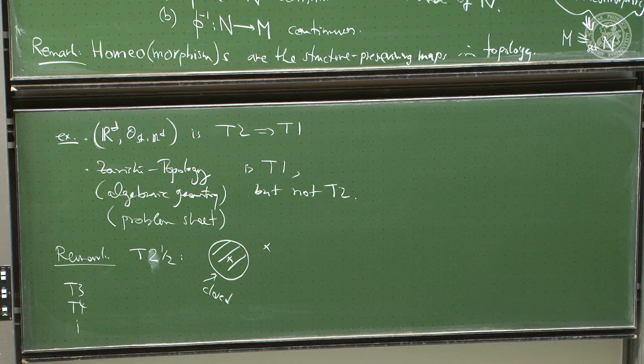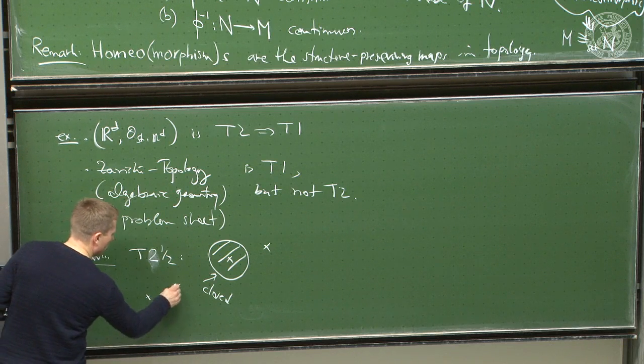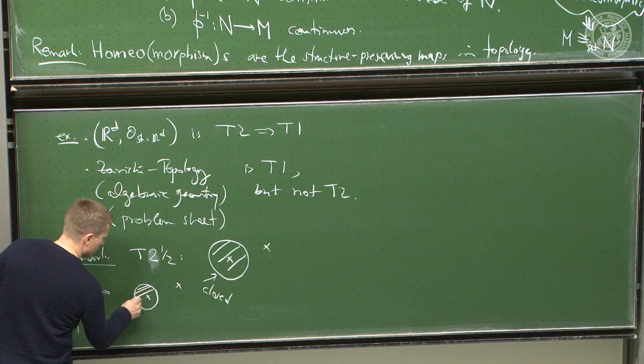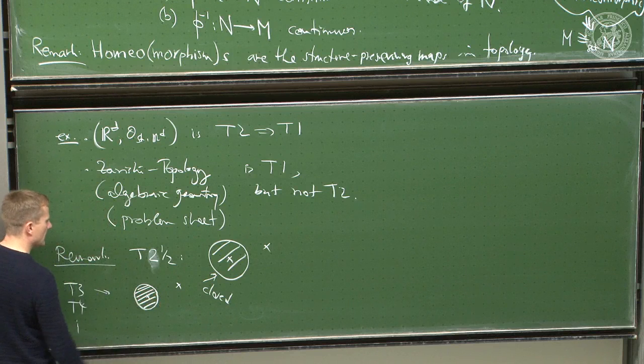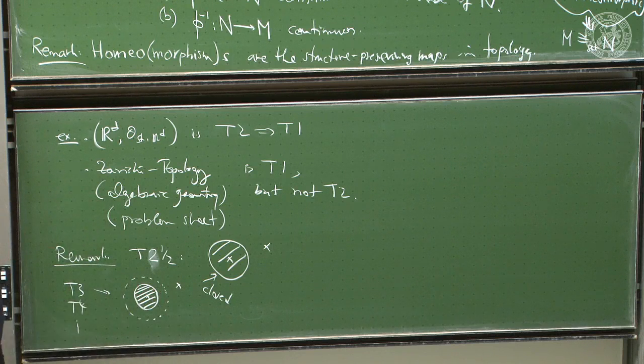So, okay. So T3, what is T3? T3 is you have not 2 points, but you have a closed set and a point, and around the closed set you find an open set such that that doesn't intersect with the point.